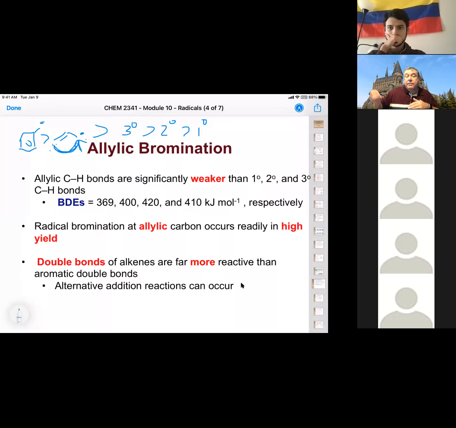That means it doesn't have to add across the double bond. It can actually add 1 carbon over from that double bond, that alpha position, and that's actually a more favored reaction than reacting with the double bond itself. However, the alkene double bonds do sometimes react. We can get them to react, and I'll show you that in a minute, but the benzene rings won't react. So we can get selective halogenation while maintaining our alkene. All right, let's take a little more look at that right here.